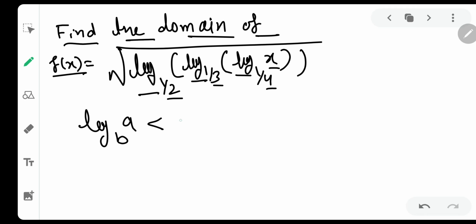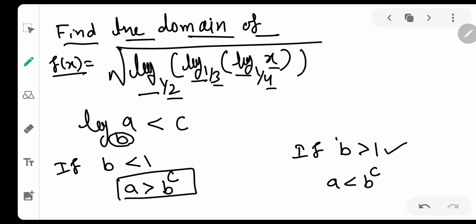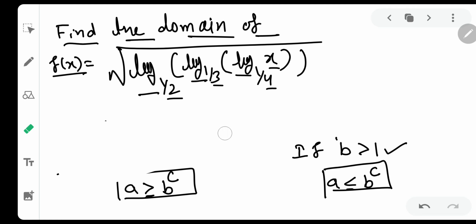If log of a to the base b is less than c, then if b is less than 1 or if b is greater than 1, there are two cases. If b is less than 1, then the inequality changes. If b is greater than 1, then the inequality does not change. It means if the base is less than 1, the inequality sign would flip. If the base is greater than 1, then the inequality sign would not flip. If it is less than, it will remain less than, and for base less than 1, if it is less than, it will become greater than. Okay, so this basic idea you need to understand.